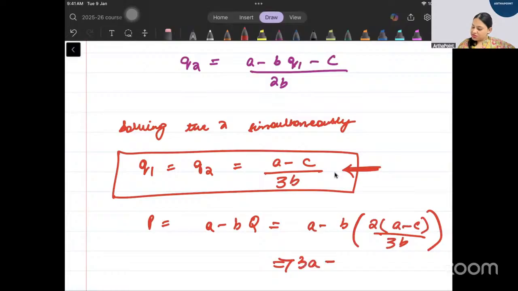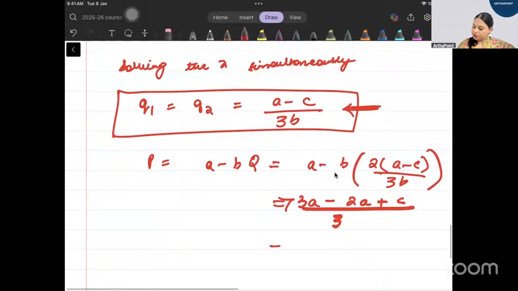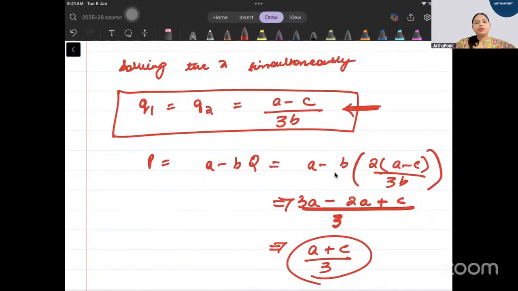3A minus 2A plus C upon 3. A plus C upon 3. This will be your price.